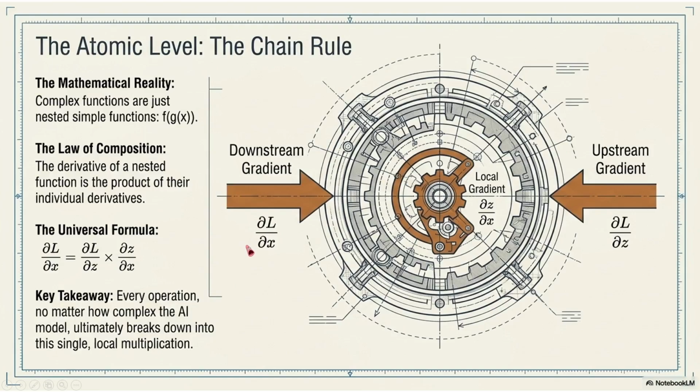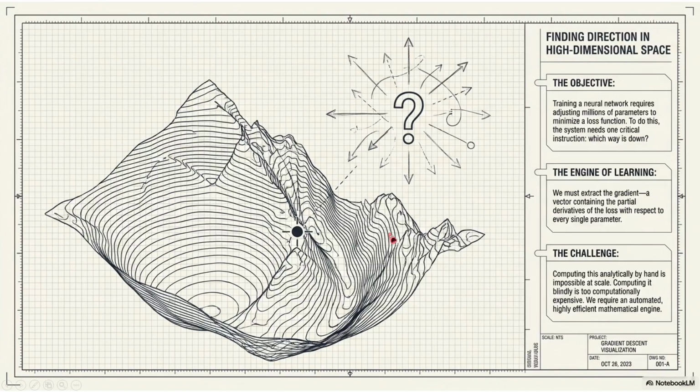So that's where our training engine comes from. We need the gradient, which is a vector containing the partial derivatives of the loss with respect to every single parameter. But there is a challenge. Doing this analytically by hand is mathematically impossible at scale, and computing it blindly by guessing is way too computationally expensive. So we need a highly efficient automated engine.